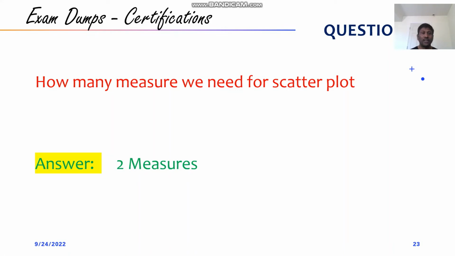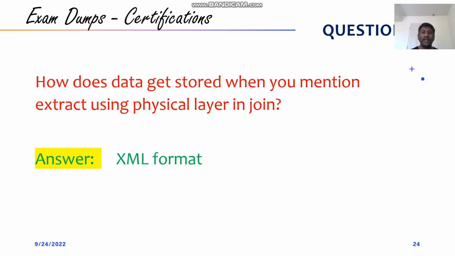The next question: how many measures do we need for a scatter plot? We need 2 measures for a scatter plot. At least 2 measures are required to create a scatter plot. How does data get stored when you use extract with a physical layer in a join? Any Tableau data will be stored in XML format in the repository.